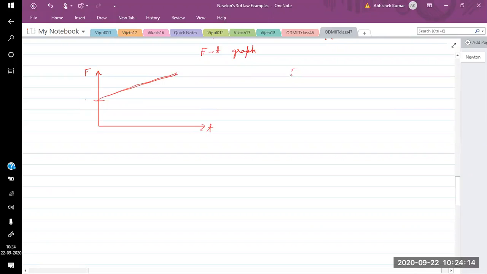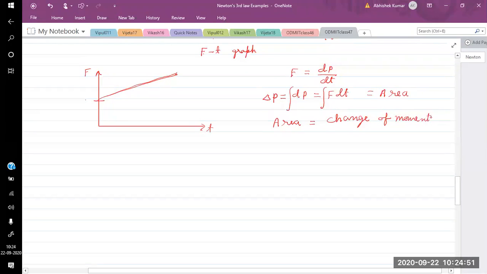We had written that F is dp by dt. So if we write dp, that will be F dt. Integration of F dt is going to give the change of momentum. That is the area under the graph. Integration is the same as area, and it is also the change of momentum. It means the area under the FT graph is going to give the change of momentum.